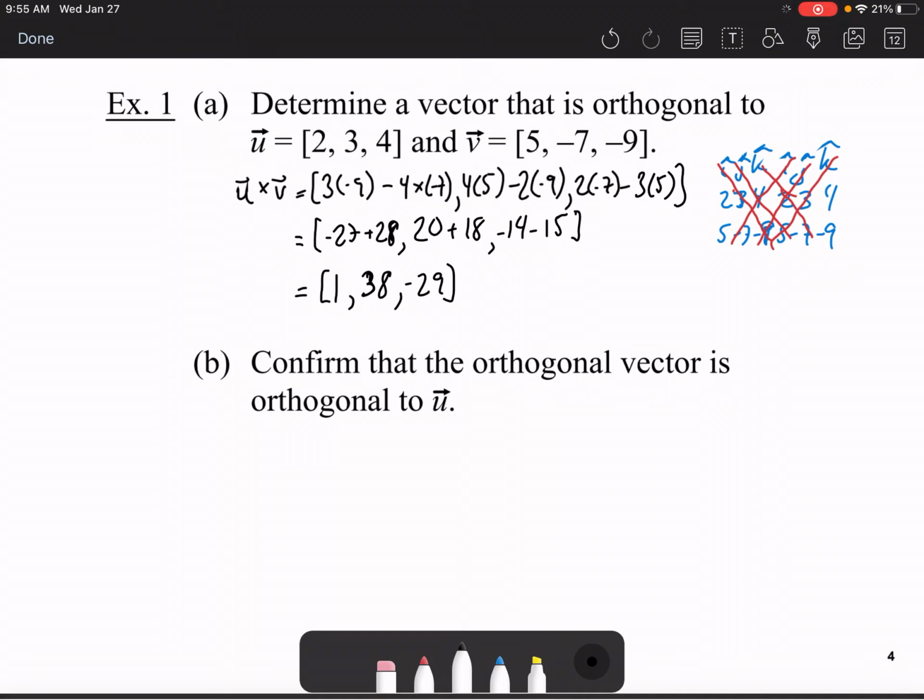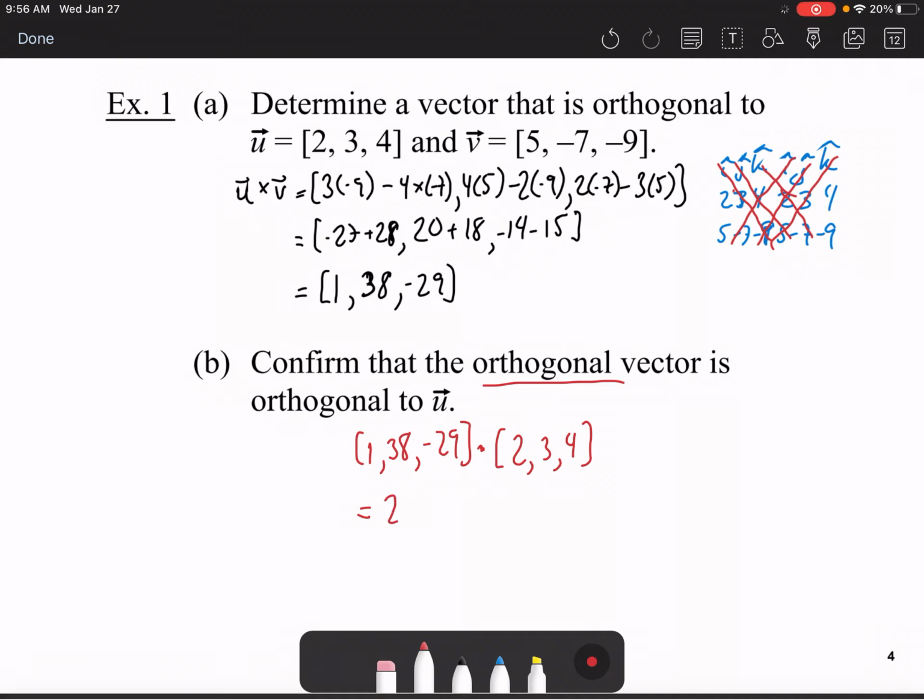So we're going to confirm that this is definitely orthogonal to the vector u. You can do it also to v, but I'm just going to show you with u. So we're going to take 1, 38, and negative 29. We're going to dot it with our vector u, which is 2, 3, and 4. If this turns out to be 0, then this works out.